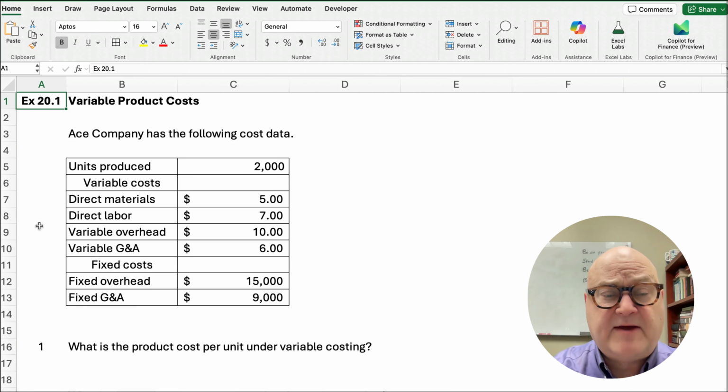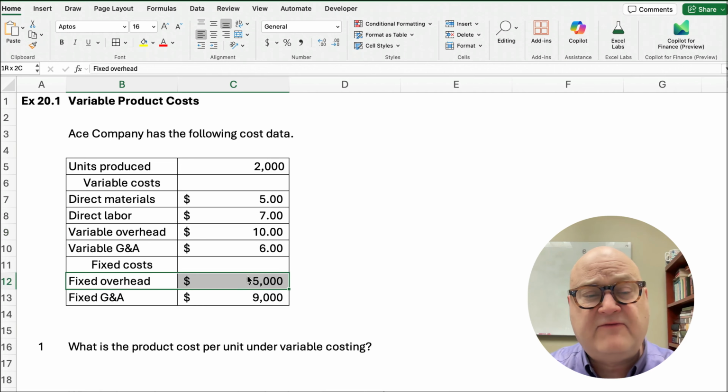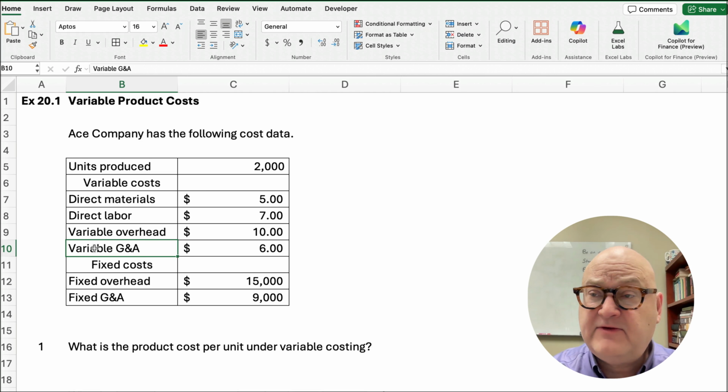So let's say we have the ACE company and we have the units produced is 2,000 units. And we have some variable cost here. We have direct materials, direct labor. Those are always variable cost. And then overhead is broken down into variable cost and fixed cost. So here we have the variable overhead and here we have the fixed overhead. And then we have our general and administrative expenses. We could call this SG&A for selling, general and administrative expenses. We could call these the operating expenses.